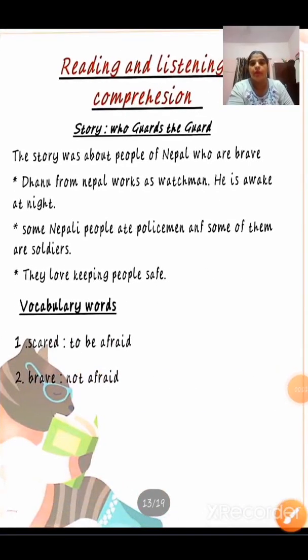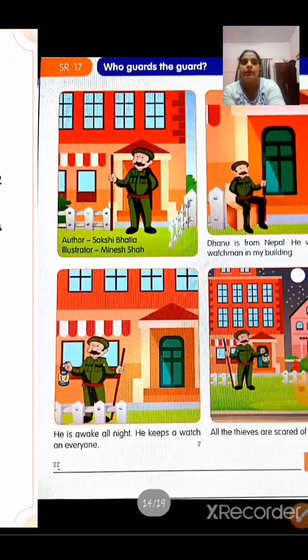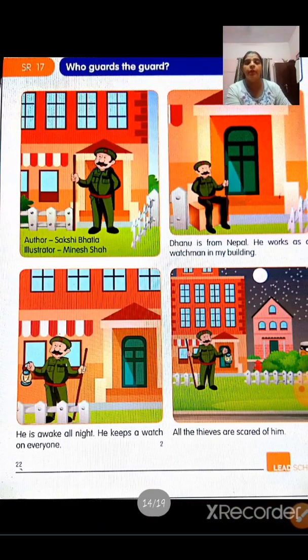So after the whole word section, let's move to our reading and listening comprehension section. In this section, we will read a story, Who Guards the Guard? So let's read the story first to know what is in this story. So here I want all of you to open your SR 17.